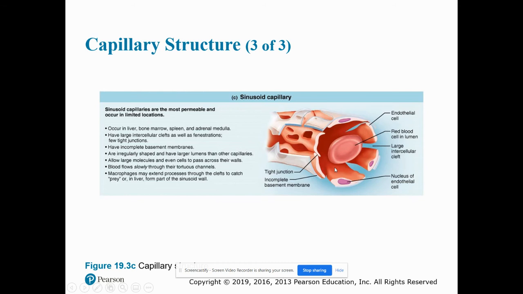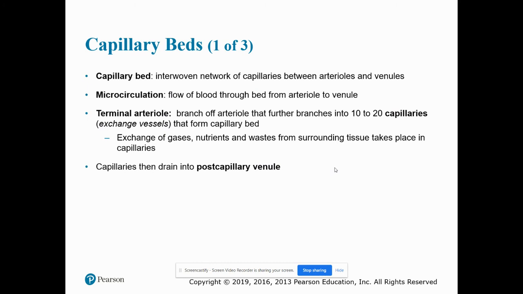Yeah. And they're going to be winding. The blood flow is going to be sluggish. They're going to contain macrophages. All right, capillary beds. Interwoven network of capillaries between arterioles and venules.